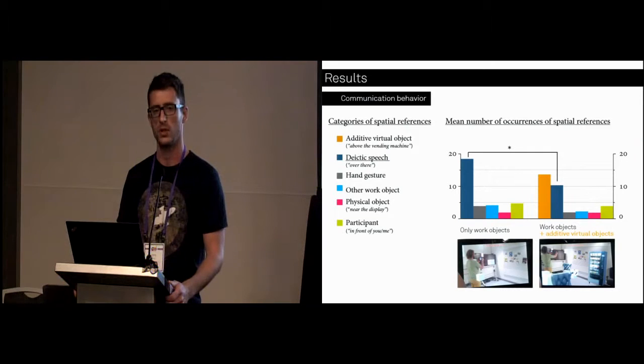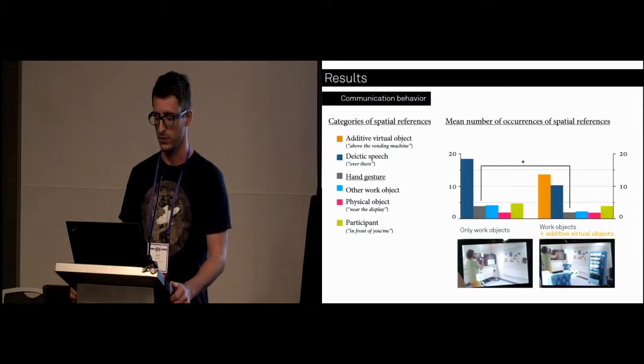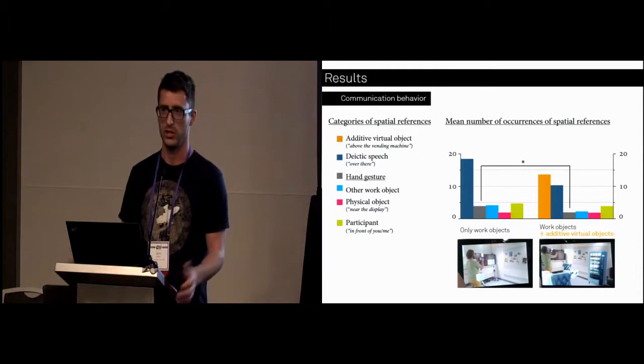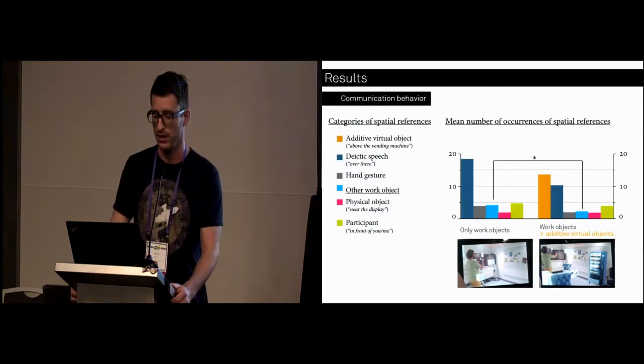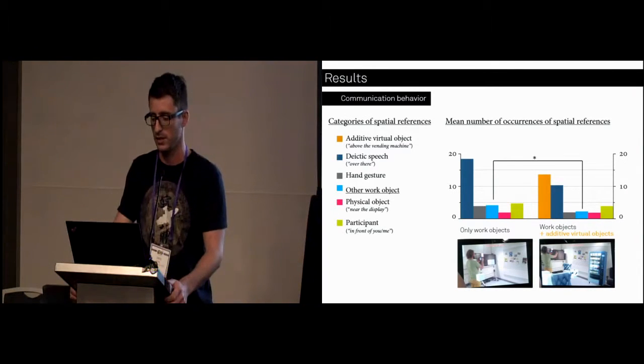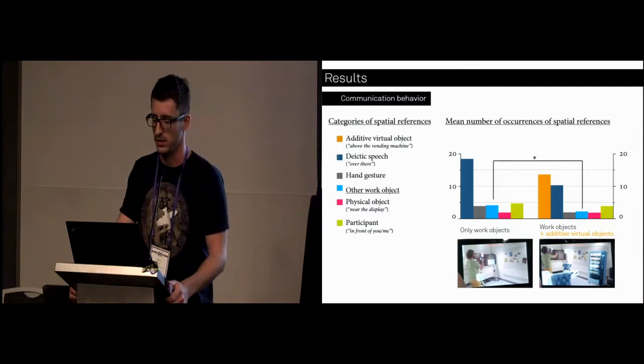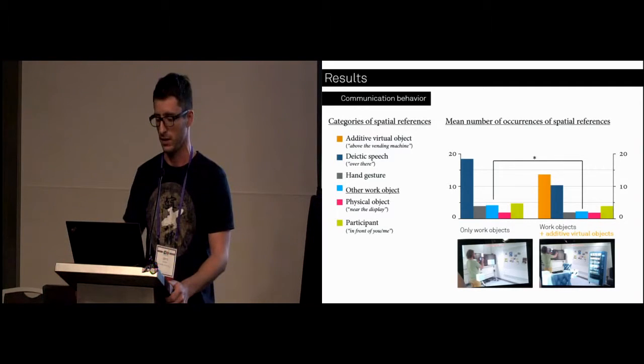When the additive virtual objects were provided in the second condition, participants made significantly less use of the rather problematic deictic expressions like over here and over there. Also, the average number of hand gestures decreased, which is in general good because there was more space for hands-free interaction in principle. And finally, spatial references based on other virtual cubes or the other work objects also decreased. Using other cubes was also a bit problematic as they all looked the same when they were not uncovered.